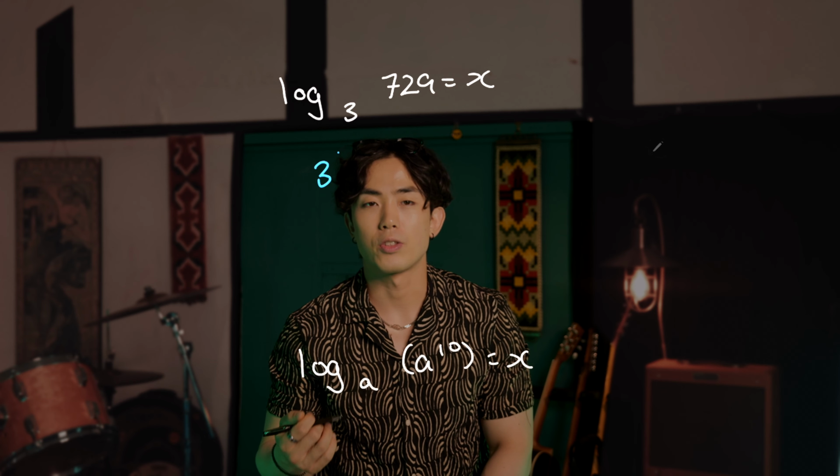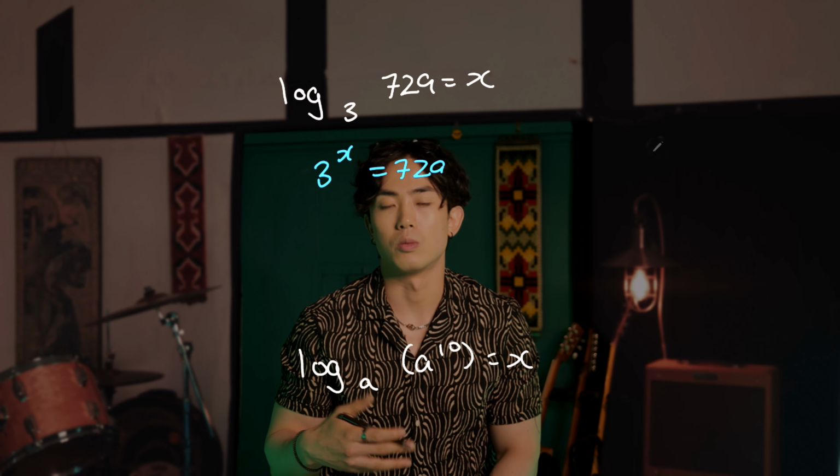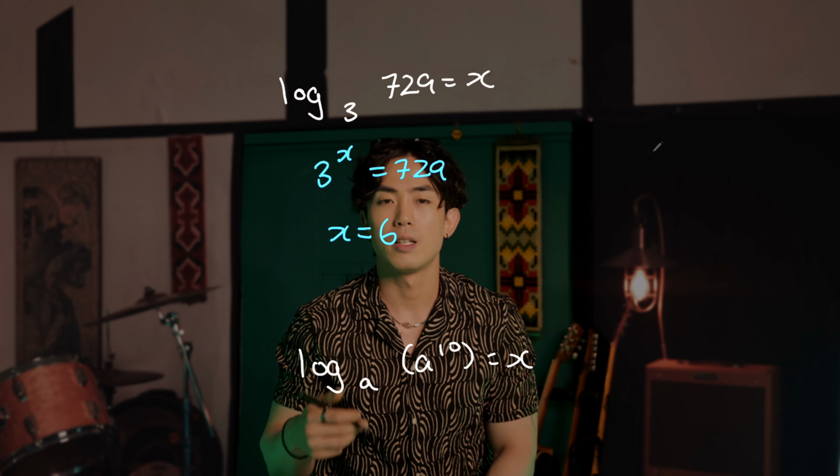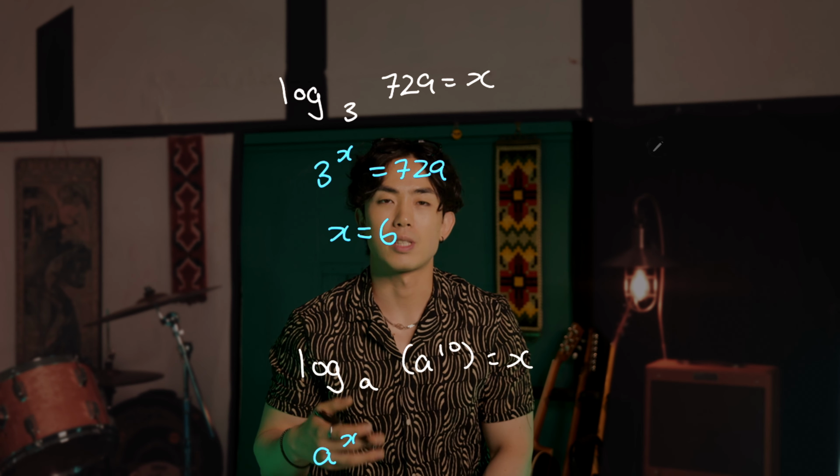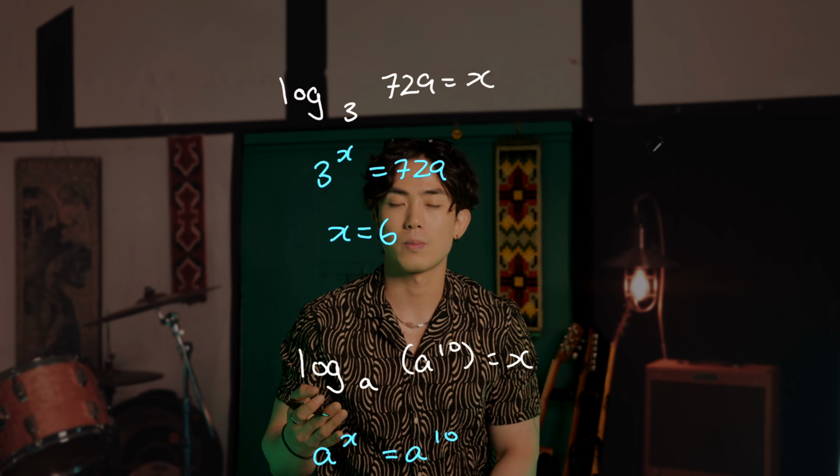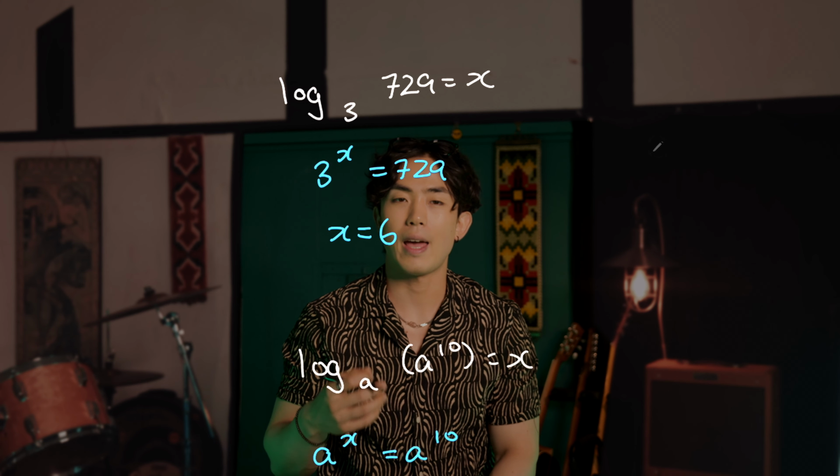Okay, so for the first one, we've got log 729 to the base 4. We say it's equal to x, so 4 to the x is equal to 729, x is therefore 6. And the next one, log a to the power of 10 base a is x. Once again, let's change that into exponential form. So that's going to be a to the x is equal to a to the 10, x is 10.